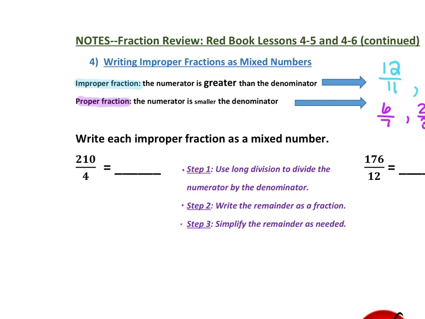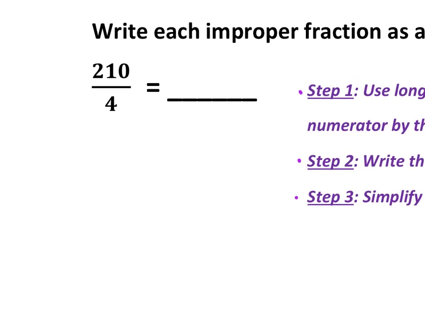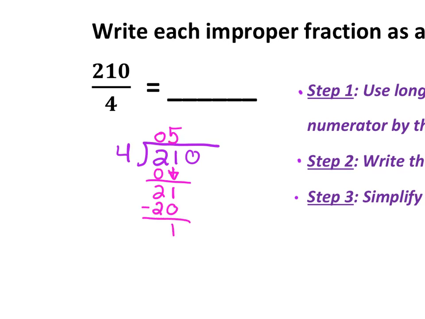So step 1 is to use long division to divide the numerator by the denominator. So go ahead and make that bigger so that you have room to do your dividing. We're going to do 210 divided by 4. So 4 doesn't go into the 2. Can't get a 4 in 2, so I'm going to bring down the 1. 4 goes into 21 5 times. 4 does not go into 1, so we can bring down the 10. 4 goes into 10 twice. 2 times 4 is 8.